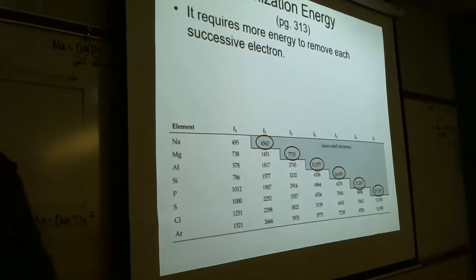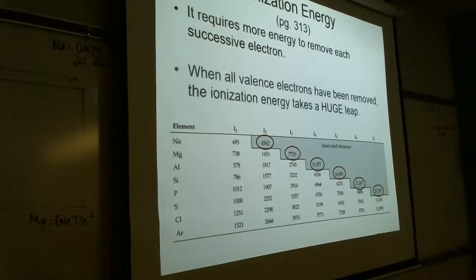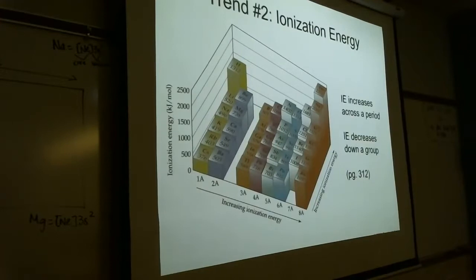So you can see this trend. Every time you remove an electron, especially once you've removed the valence electrons and you're getting into core, the numbers are just astronomical. So that's why the leap happens after you've removed all those valence electrons. You're getting into core. So here's the trend. It increases across a period, so you can add this to your periodic table. Ionization energy increases across a period and decreases down a group. So it's the opposite of our atomic radius trend.